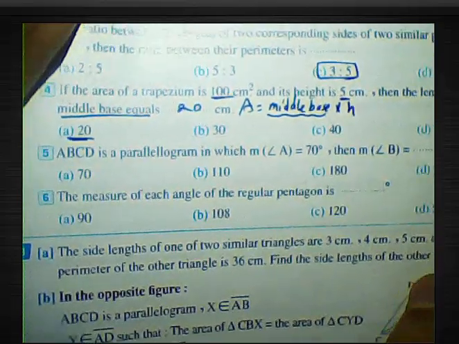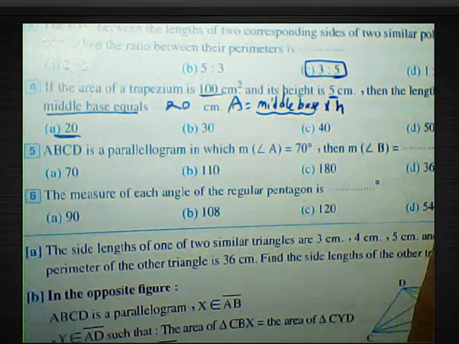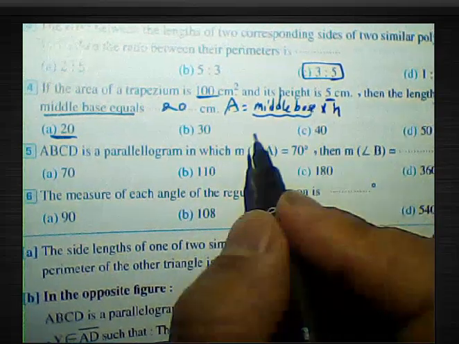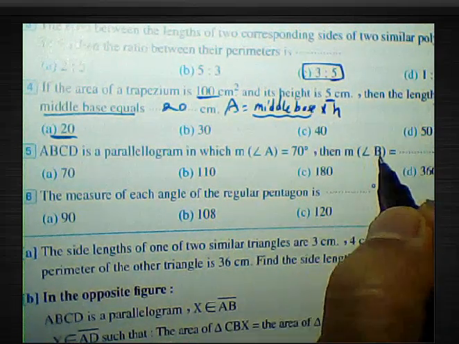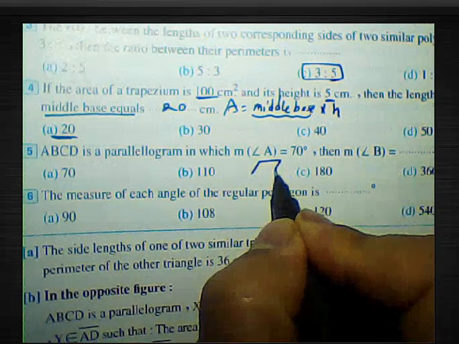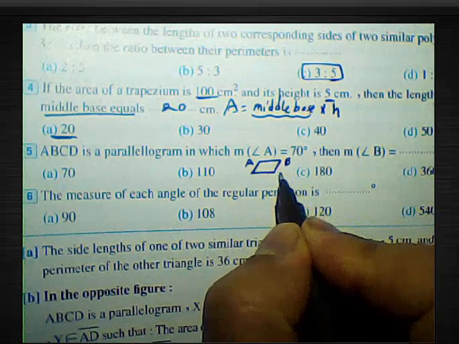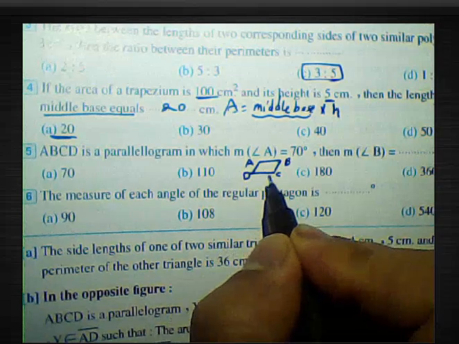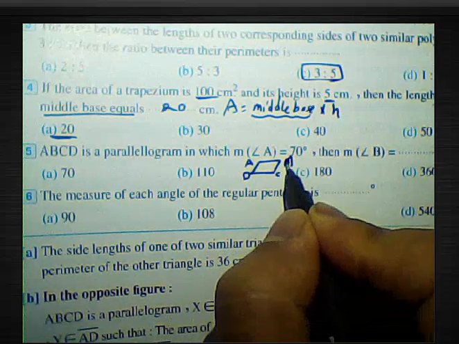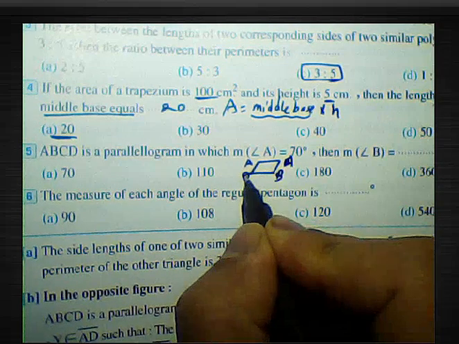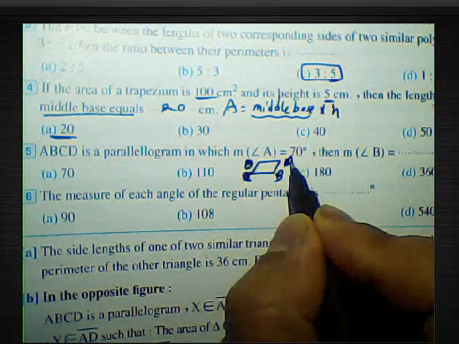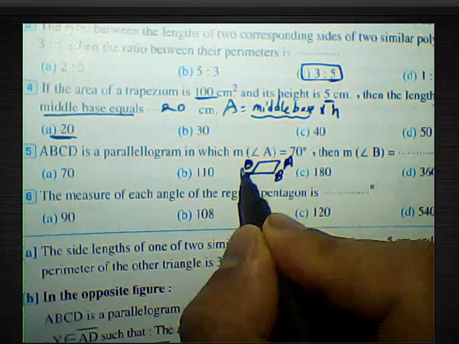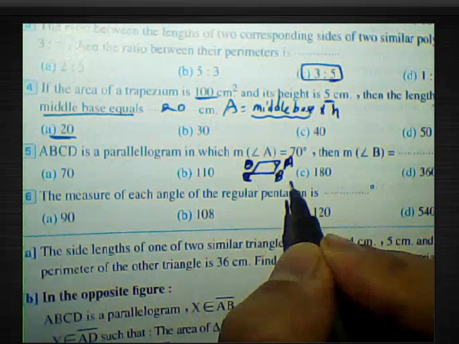Question number 5. ABCD is a parallelogram in which the measure of angle A equals 70 degrees. Find the measure of angle B. We have parallelogram ABCD.